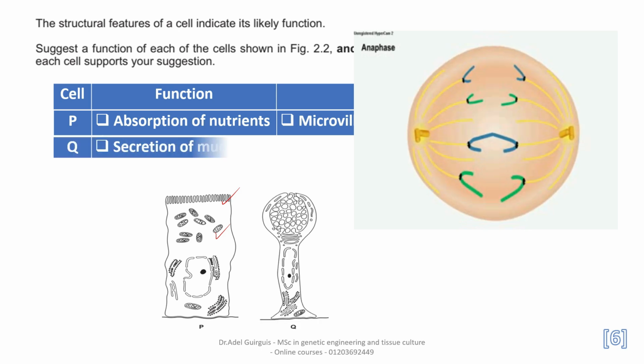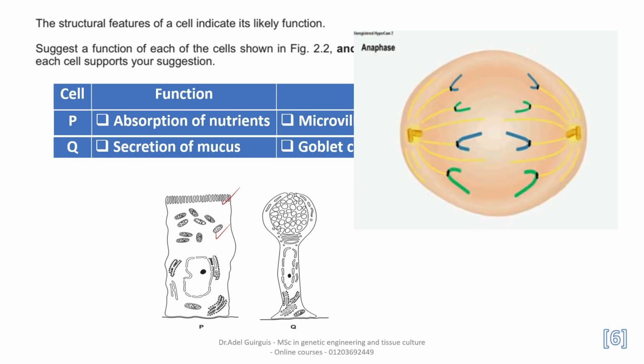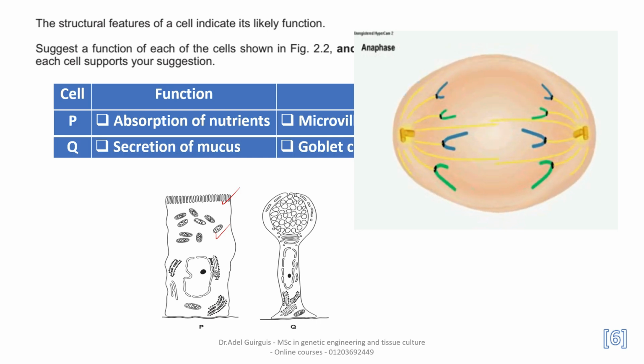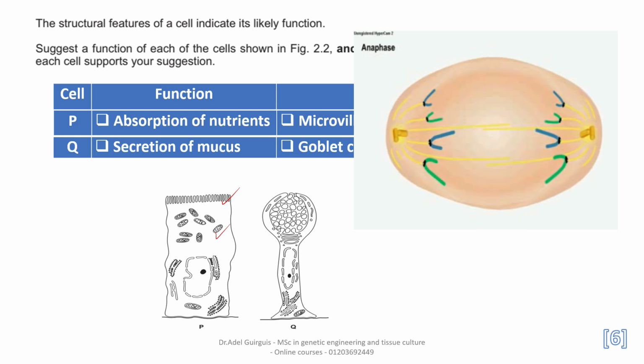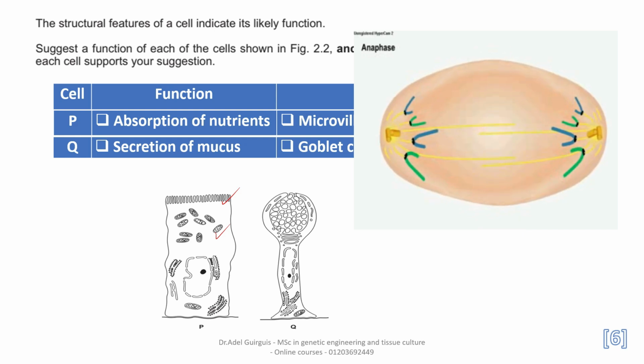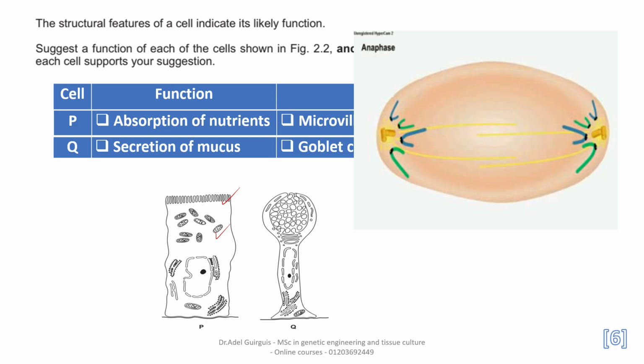Cell Q is a goblet cell. It contains a lot of vesicles containing mucus. Goblet cells contain vesicles for mucus secretion. This is for cell letter Q.